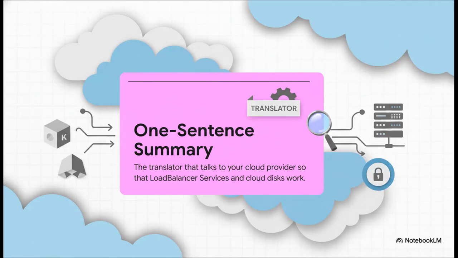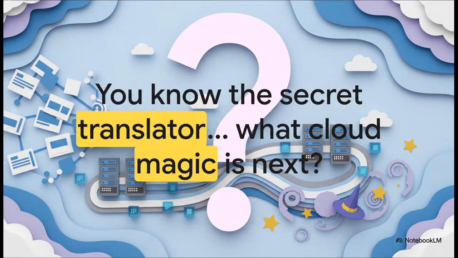So look, if you walk away remembering just one thing today, let it be this. The cloud controller manager is the essential translator that lets your generic Kubernetes requests become real, tangible resources in a specific cloud. And there you have it, the secret's out. The magic behind how your services get those public IPs isn't magic at all.